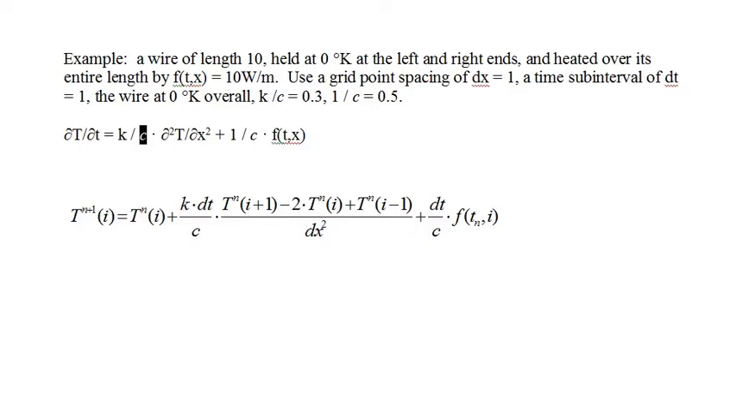The constants are K divided by C equals 0.3 and 1 divided by C equals 0.5. So we have the model equation as before and the computational equation. And so let's have a look at what the program looks like.